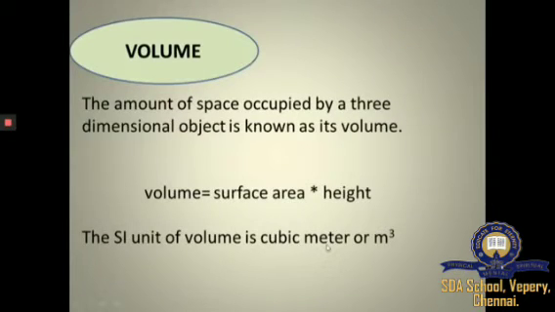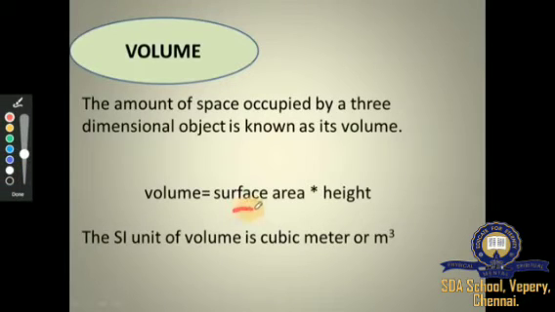Volume: the amount of space occupied by a three-dimensional object is known as its volume. Volume is equal to surface area into height. The SI unit of volume is cubic meter or meter cube.